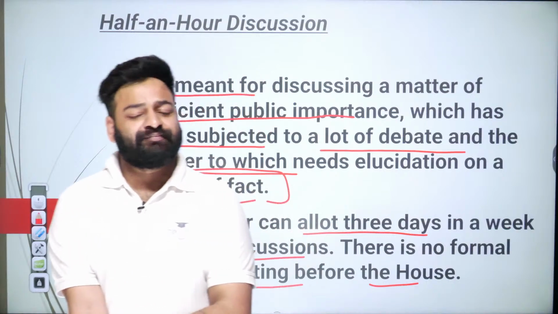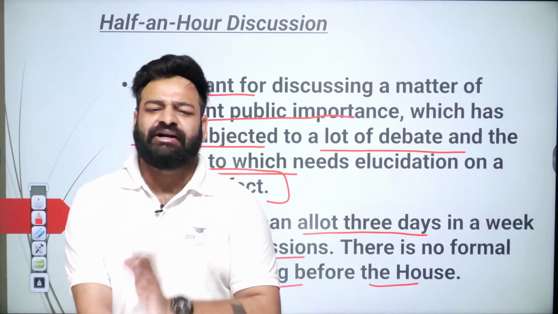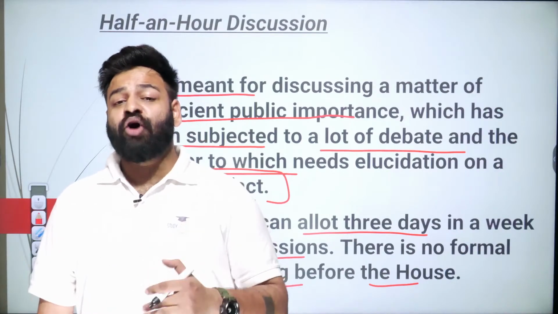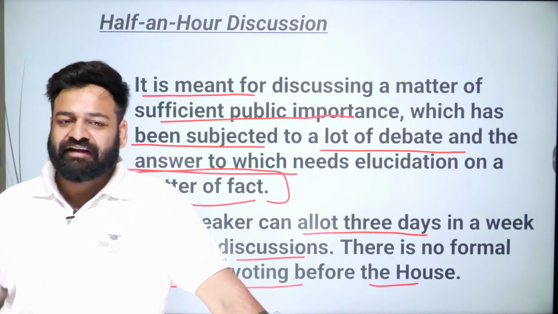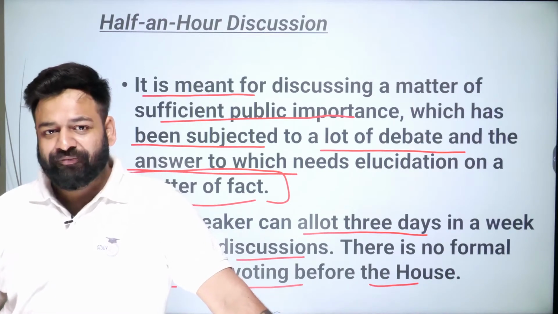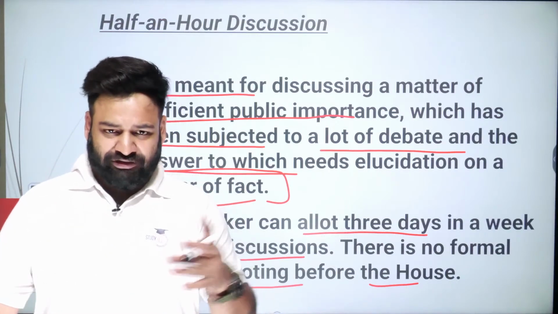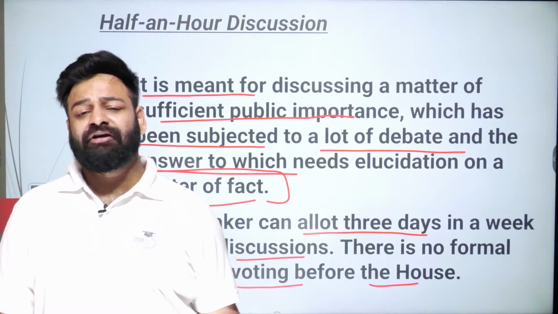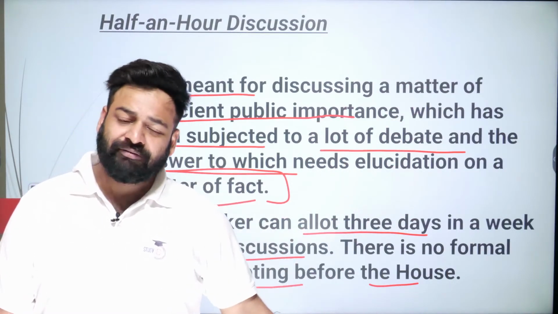Who is the deciding authority? It will be the speaker, that is basically the presiding officer. How many days a week can this half an hour discussion take place? It can happen only 3 days a week. And who decides which 3 days, Monday, Tuesday, Thursday, Saturday, Sunday? It will be the speaker.